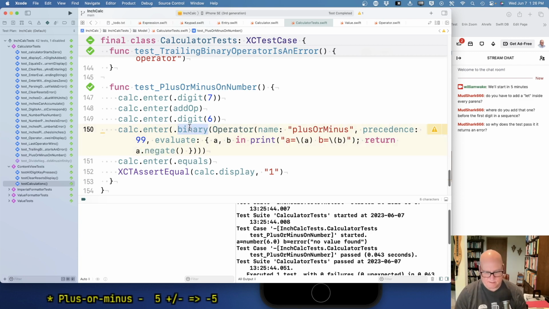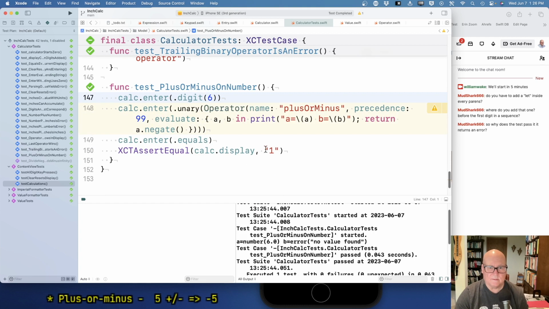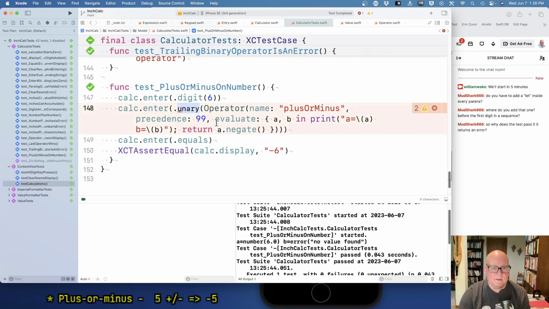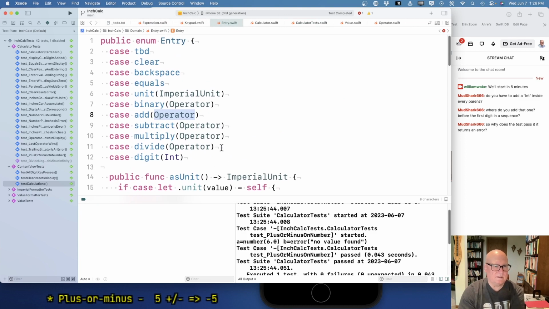So I think I want to make this different, and we'll make this happen. -6. Okay. So I'm going to make a unary operator. It only gets one argument. No, I think I still need the 2 arguments, but I want to evaluate this differently. Okay, so unary doesn't exist. That's entry. Okay, so let's add unary.